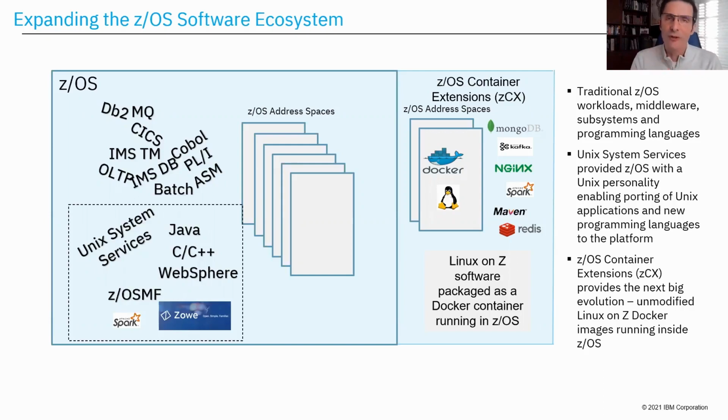So this is what we're talking about, evolution. We had traditional workloads, we had Unix system services, and now we have this whole other set of applications that can run directly on zOS, zOS container extensions.